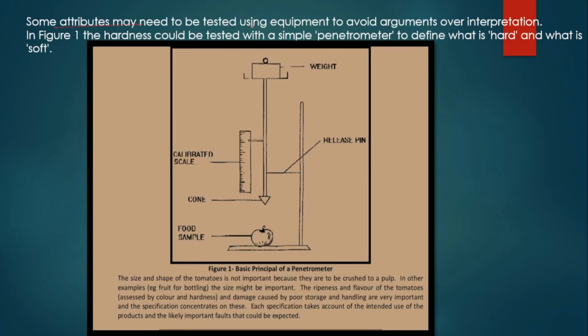Some attributes may need to be tested using equipment to avoid argument over interpretation. This shows a diagram of a penetrometer, a device used to measure the hardness of food items, for example tomatoes. The penetrometer has a weight that applies force to a cone which then presses into the food sample. The scale on the device measures how far the cone penetrates, indicating the sample's hardness. By using a penetrometer, food testers can quantify terms like hard or soft, avoiding subjective interpretation.